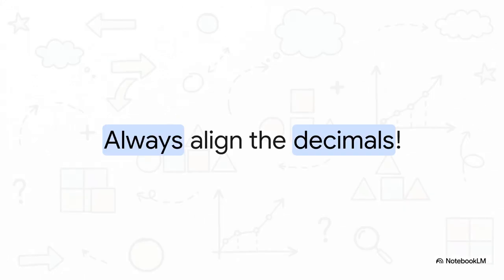And here it is, codebreaker rule number 2. Always align the decimal points. When you write the numbers down to add or subtract them, you have to stack them so the decimal points are right on top of each other. This is so important because it makes sure you're adding tenths to tenths and ones to ones. If you mess this up, your calculations will be wrong, and that code will stay a mystery forever.